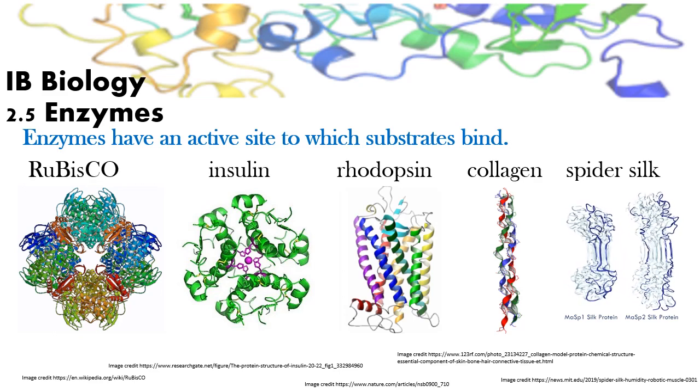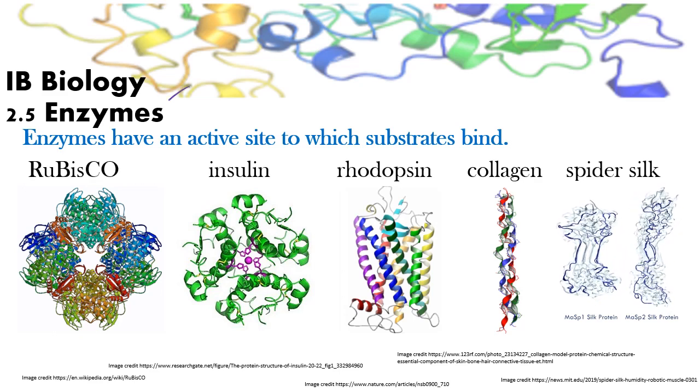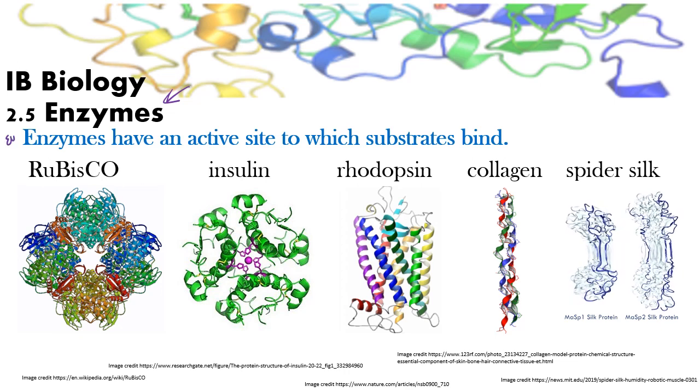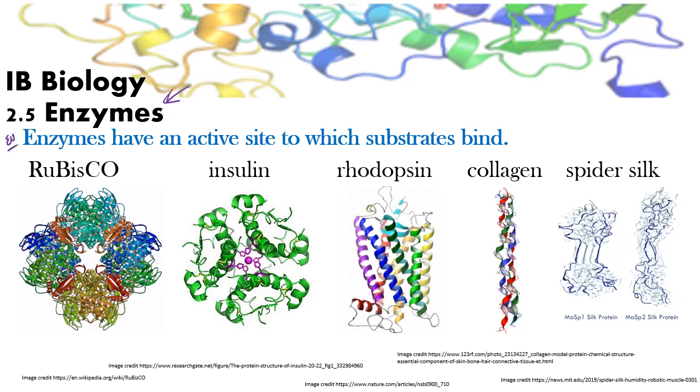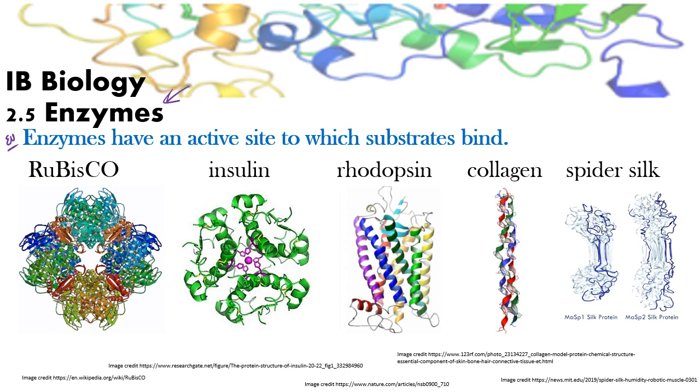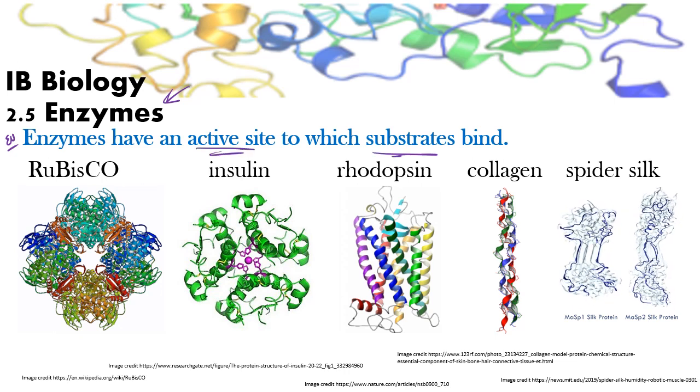And welcome to our video lecture on topic 2.5, enzymes. Our essential understanding for today: enzymes have an active site to which substrates bind. We're going to talk about what active sites and substrates are.